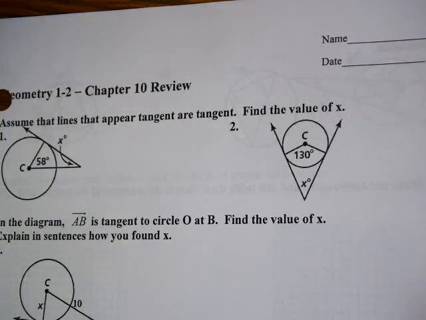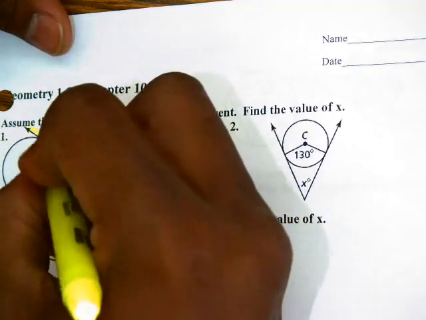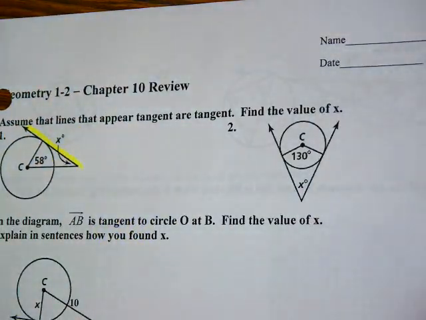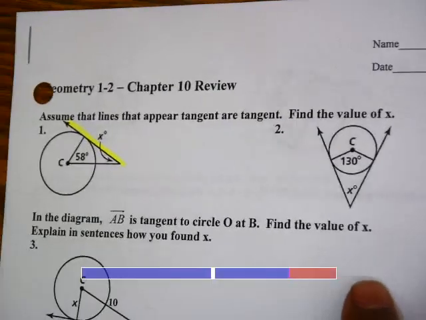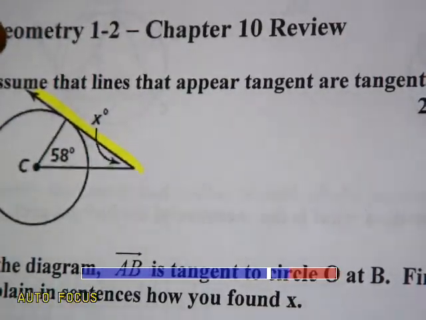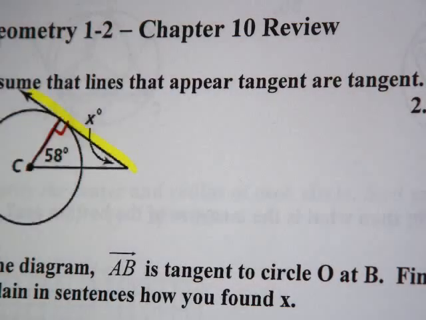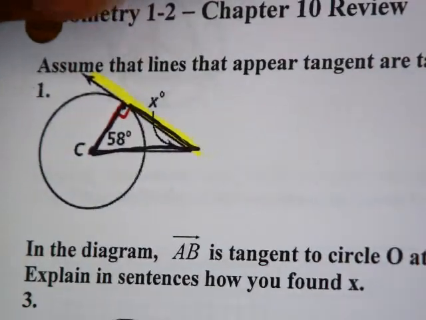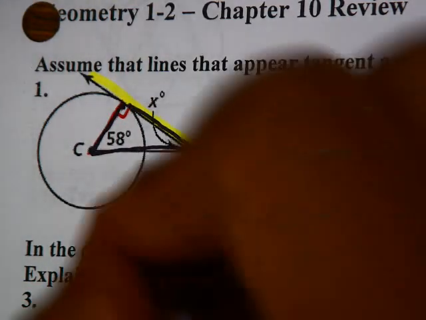Okay, so this is the review for chapter 10 in geometry. It says to assume any lines that appear tangent are tangent. So it looks like this line right here is a tangent line. What happens with a tangent line is that it intersects a circle at just one spot, and it meets the circle at 90 degrees if you draw a radius to it. So here's a radius, so it forms a 90-degree angle right there.